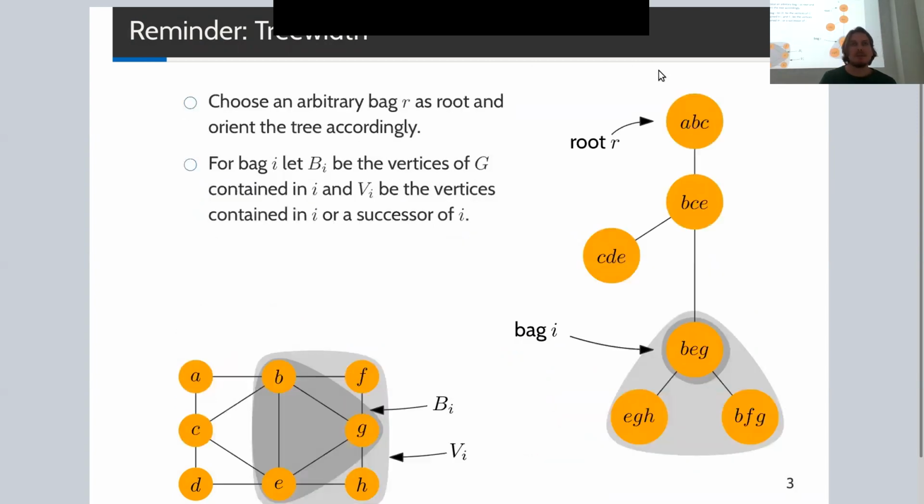In particular, what we did is we rooted the decomposition and then defined our vertices Vi, which are the ones inside the bags, and Vi, which are those which are somewhere in the bag below the current bag i that we're considering. The way we did dynamic programming is by starting at the leaves with our dynamic programming tables and then growing those tables upward until we reach the root, where we can then read off the answer that we're interested in.